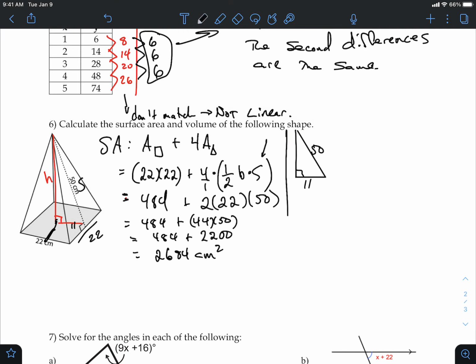Where do I put this? Remember when we did Pythagorean theorem? I told you, biggest side length has to be C, and then the other 2 don't matter. So we're solving for B here. A squared plus B squared is equal to C squared. 11 squared plus B squared is equal to 50 squared. And so B squared is equal to 50 squared minus 11 squared. B is going to equal the square root of that.